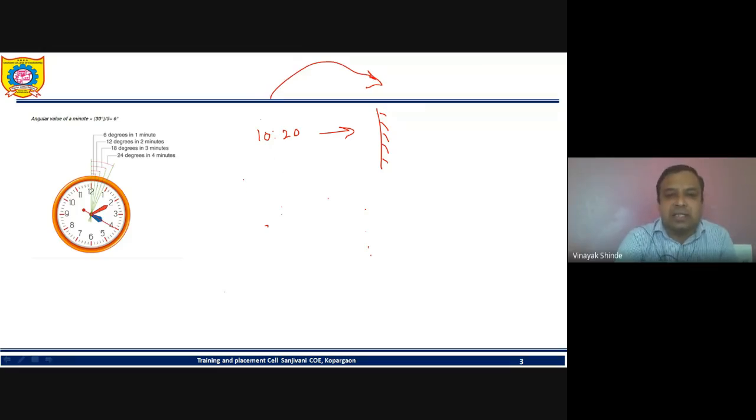Another logic is there. Just subtract the given time from 11:60. 11:60 minus 10:20. 60 minus 20 is 40, and 11 minus 10 is 1. 1:40 is the right answer. So the mirror image of 10:20 is 1:40.